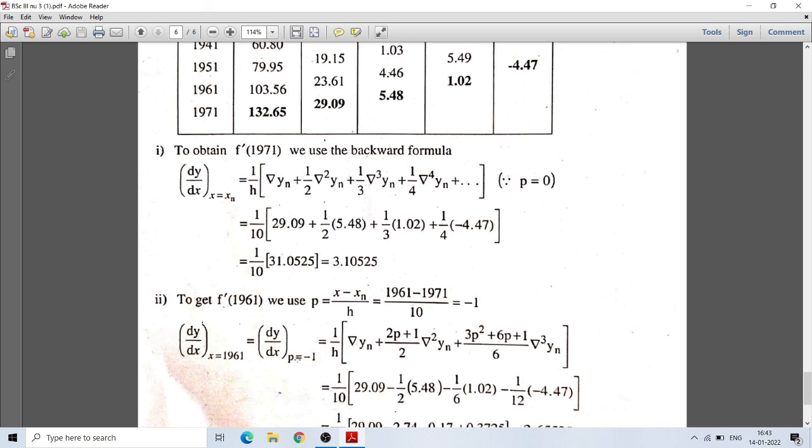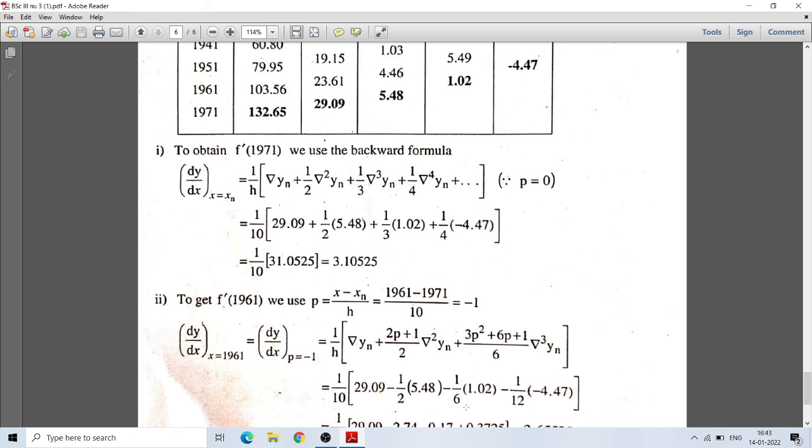We substitute p = 0 at x = xn. When x = 1961, we substitute p = −1. So we get −1/2 times 5.48. Here too we substitute p = −1. (−1) squared is plus, so this is plus 3, minus 6, plus 1. Then 3 plus 1 is 4, 4 minus 6 is −2.